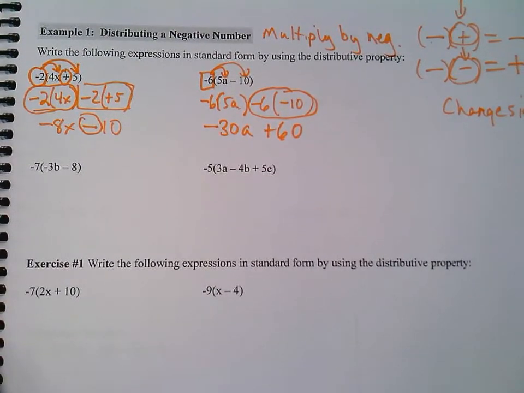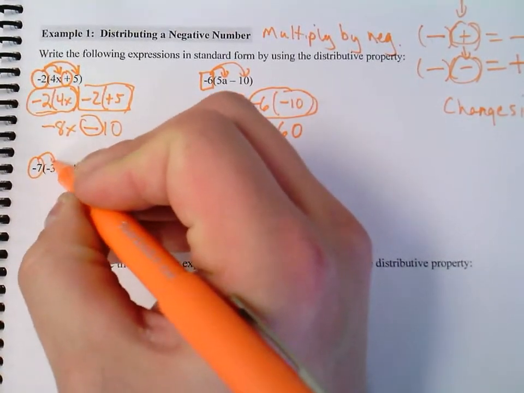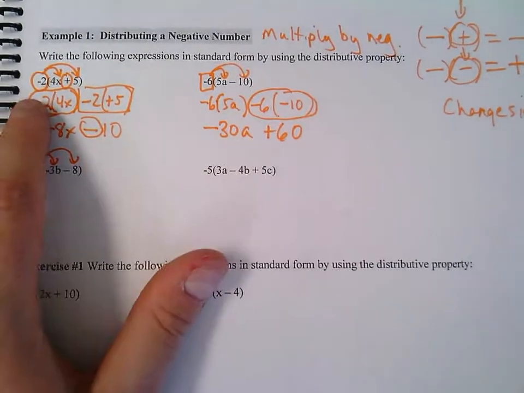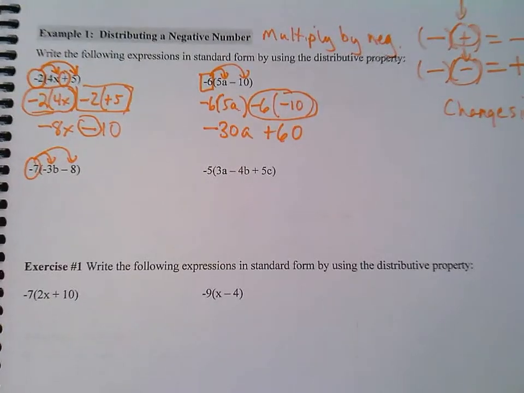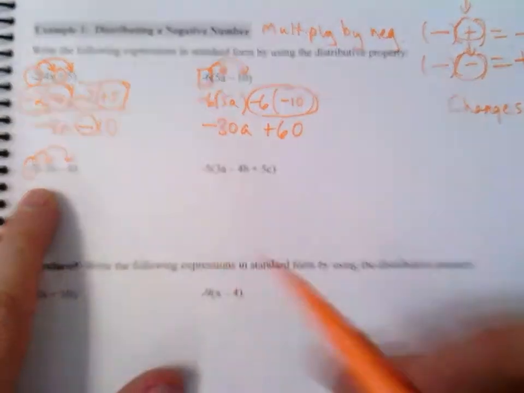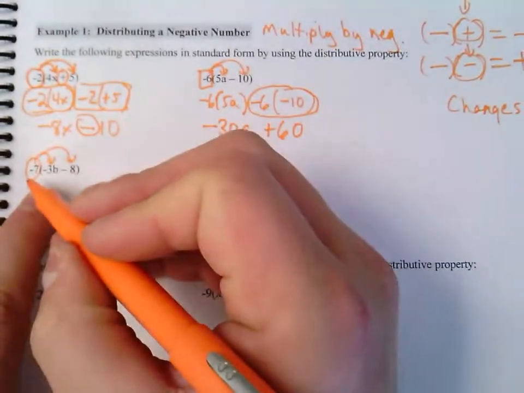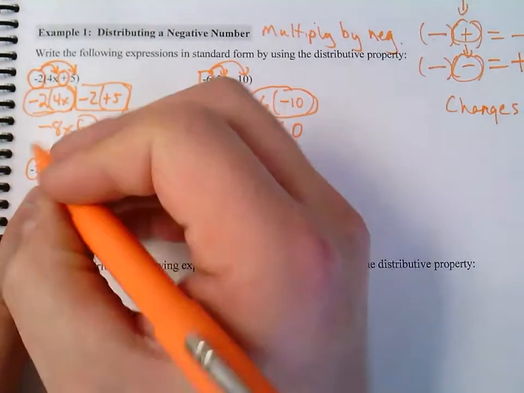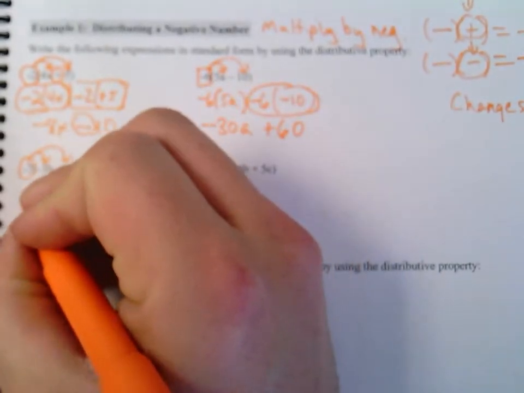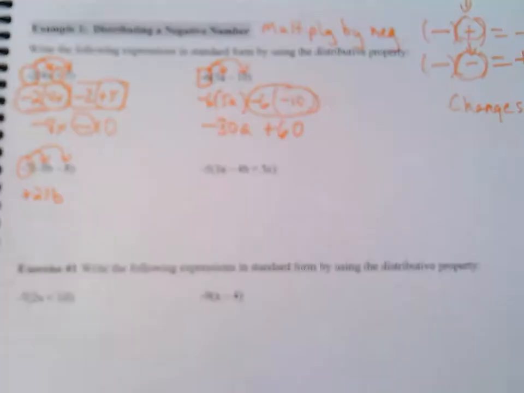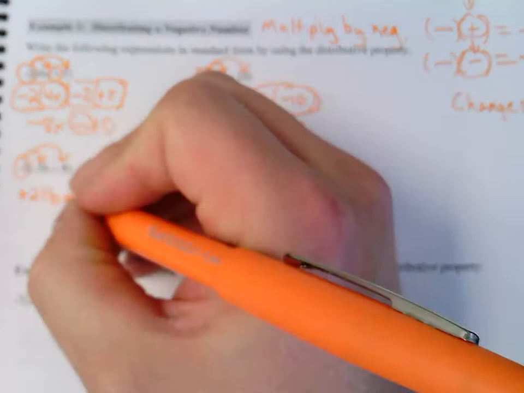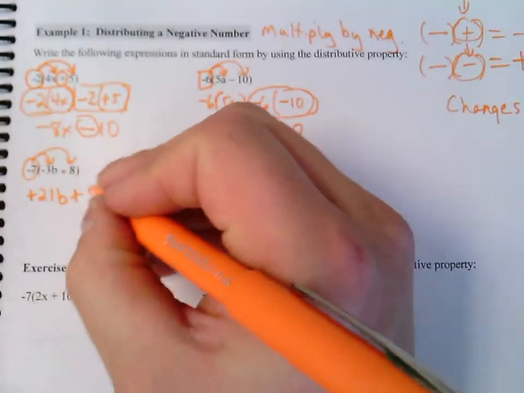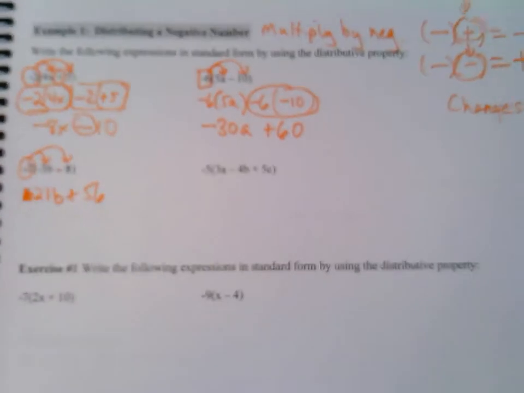I tend to do a lot of different examples so you can see all the different scenarios that could play out. Now this one we're going to distribute the negative 7. Those of you that struggle, I would suggest writing this out. But for those of you that get it pretty quickly, we don't always have to write this out. So here's what we got. Negative 7 times negative 3b is positive 21b. Negative 7 times negative 8: a negative times a negative is a positive. 7 times 8 is 56. And as a matter of fact, you don't even have to put the plus sign in front.